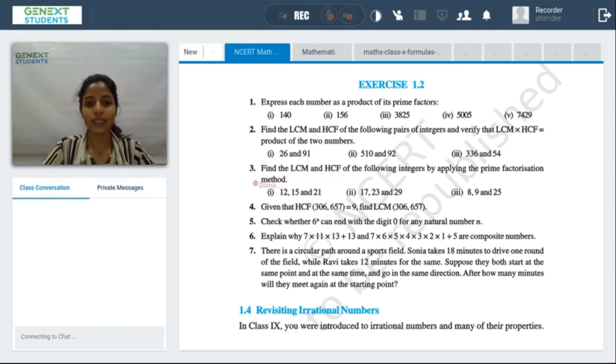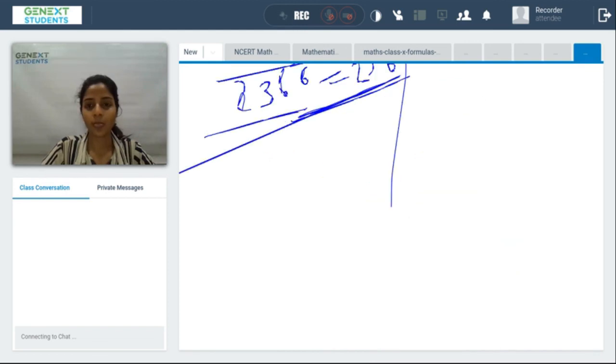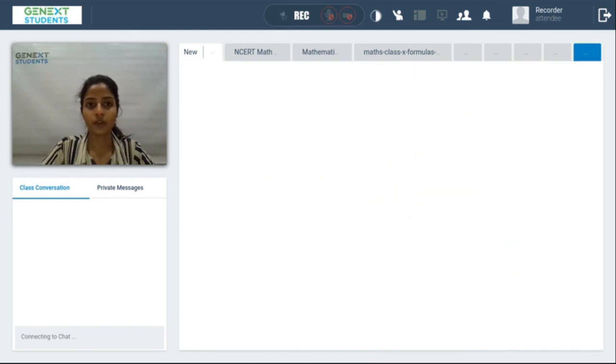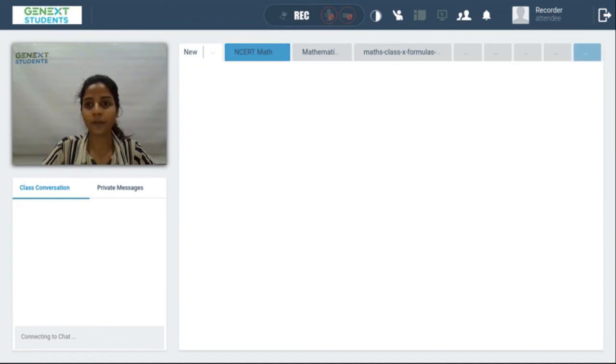Okay. So, find the LCM and HCF of the following integers by applying the prime factorization method. This is simple. We have to find the LCM and HCF of three numbers together, right? So, what we do over here is, what's my question over here? 12, 15 and 21.